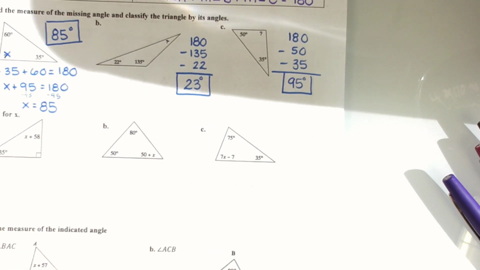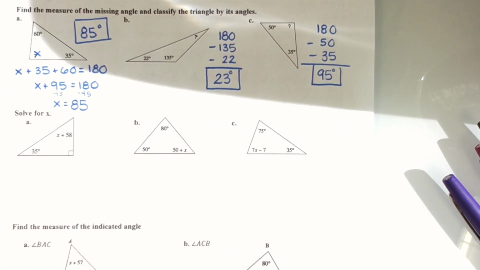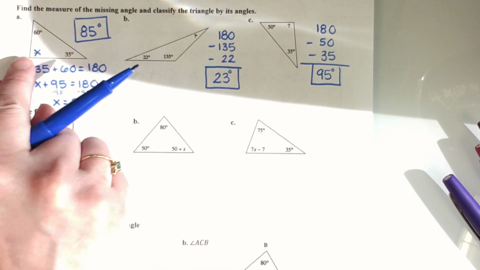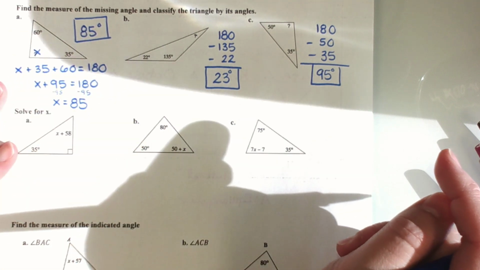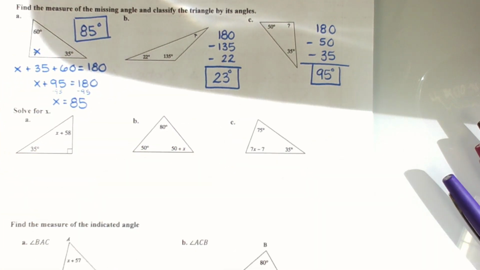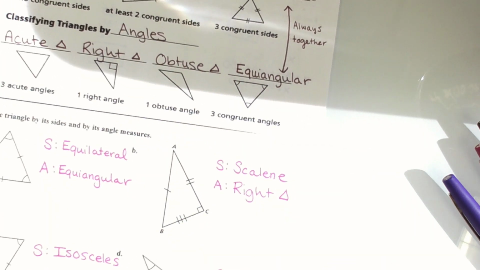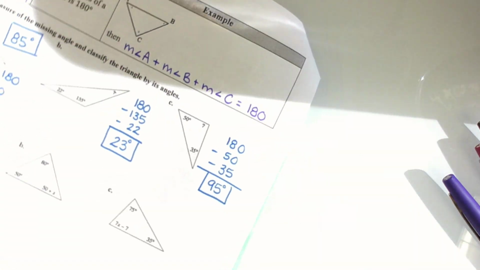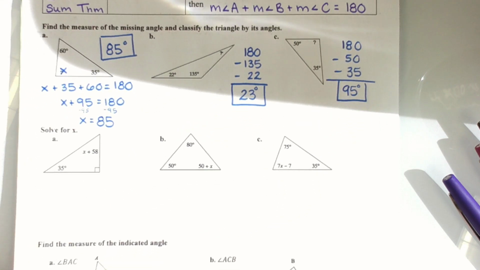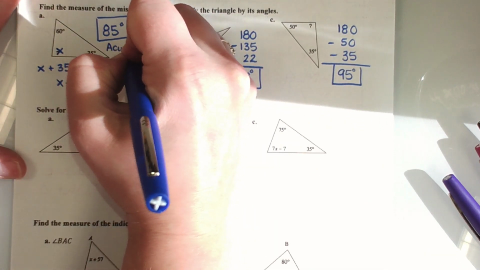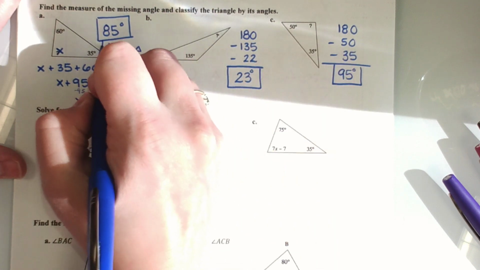So, this also asks for you to classify. This first one has a 60, a 35, and an 85-degree angle. Acute, right, obtuse, or equiangular? Are they all acute? Are they all smaller than 90? Yes. It's an acute triangle.